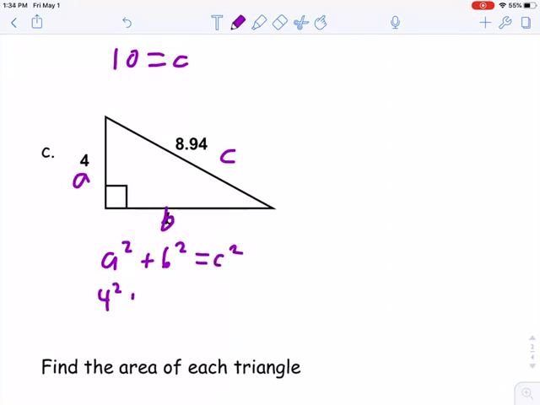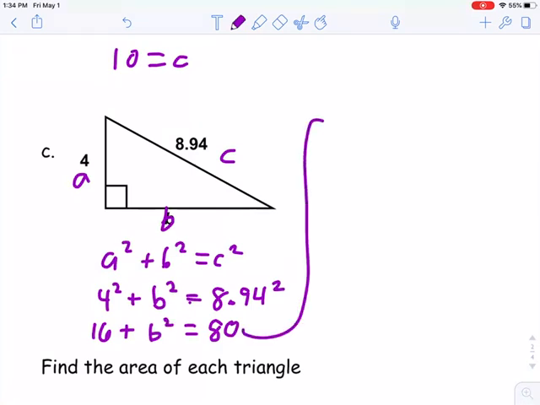When we plug in these numbers, we're going to have 4 squared plus B squared equals 8.94 squared. Alright, what's 8.94 squared? I'm going to do a little bit of rounding because I stole this from Notability. I wanted the answer to be 80. Alright, that's 16 plus B squared equals 80.